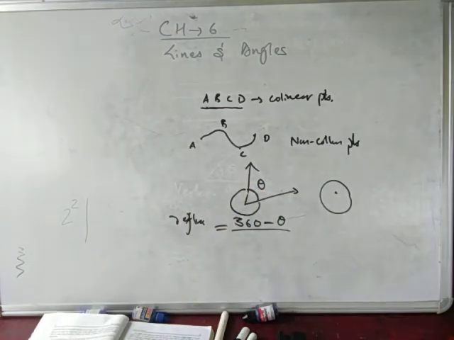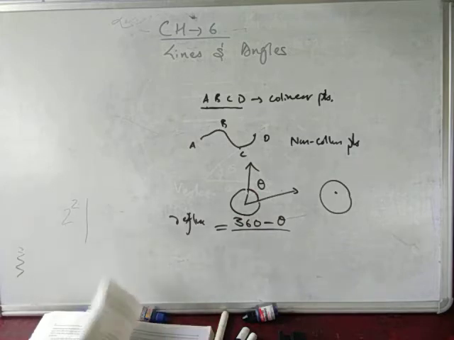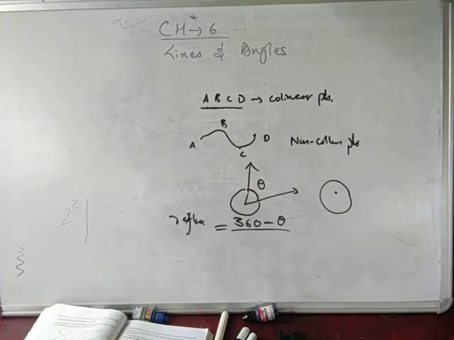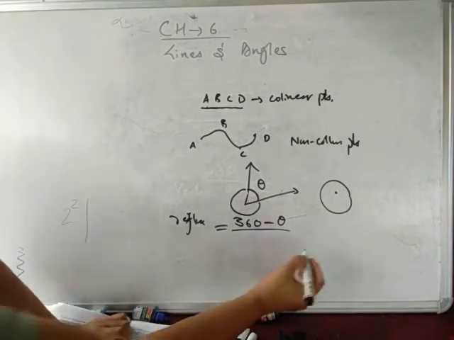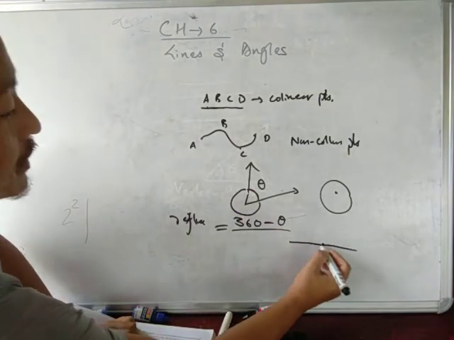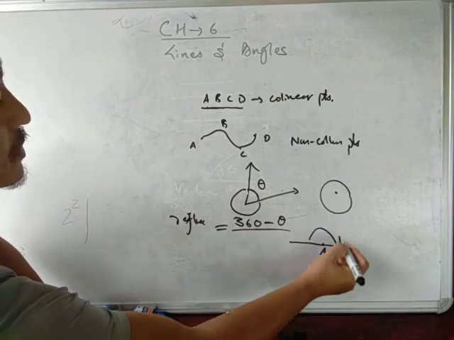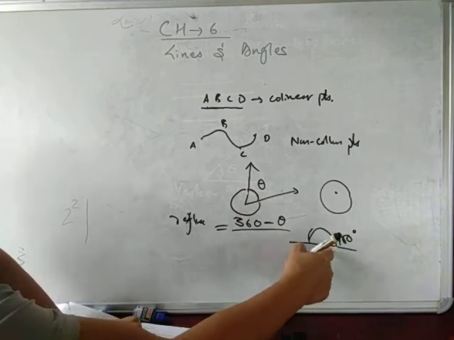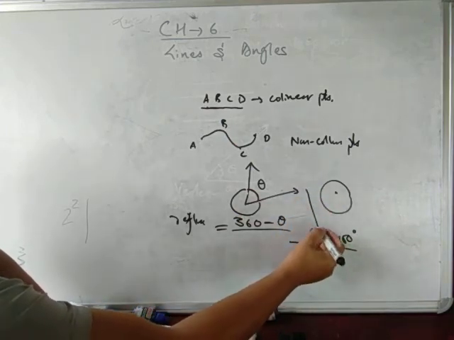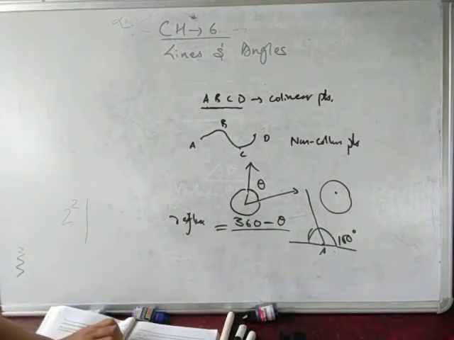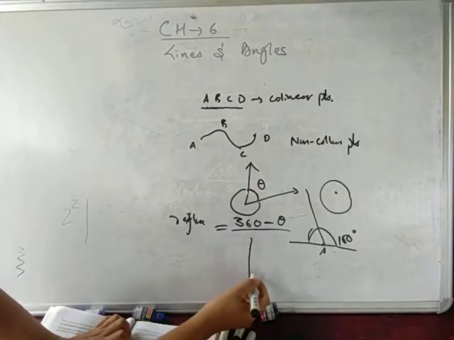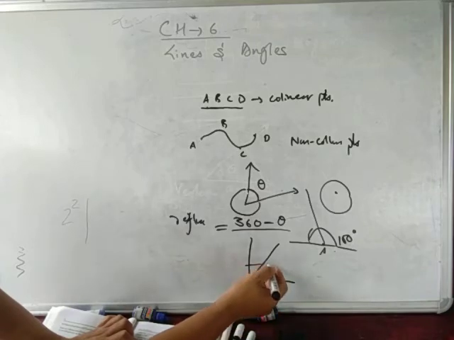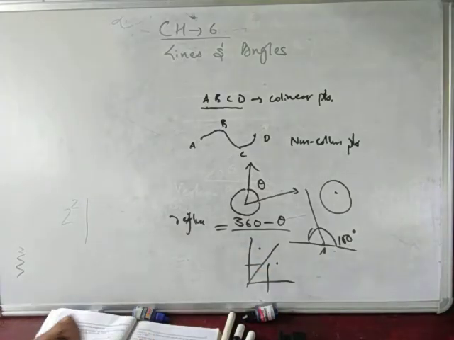Next, you have to learn pairs of angles. Many pairs of angles are there. See, this is your line, and this is the point A, and this angle is 180 degrees, and this angle is again 180 degrees. If I break this angle, then these are called linear pair angles. Complementary angles are a pair of angles whose sum makes 90 degrees.